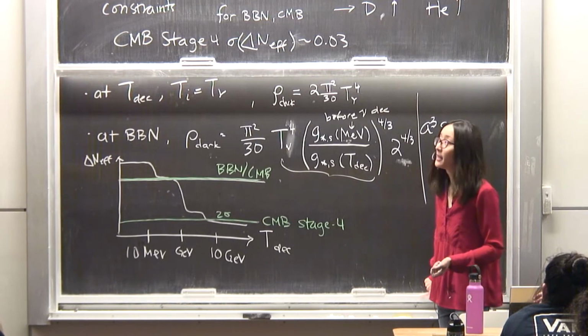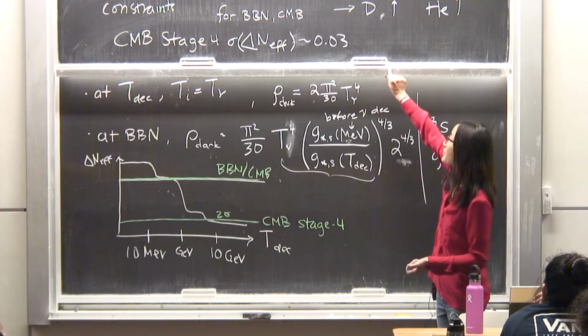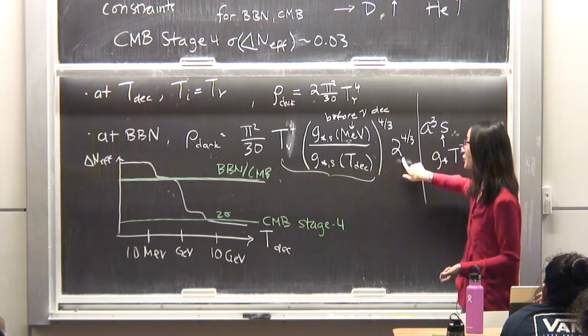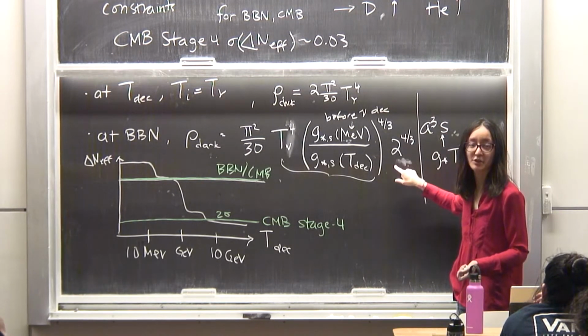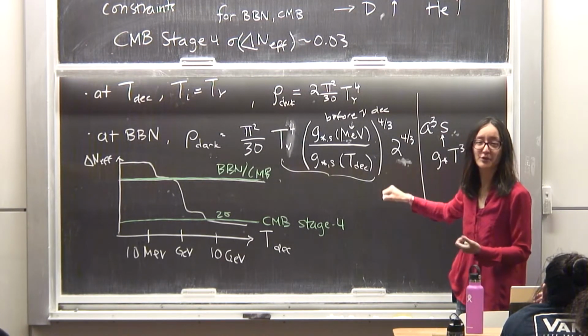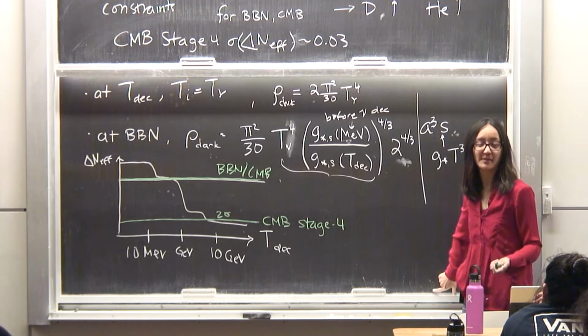If the heavy degrees of freedom in the dark sector contribute by increasing the temperature, they don't contribute directly as a degree of freedom, if that's what you're asking.